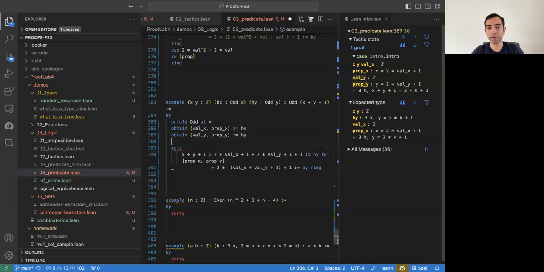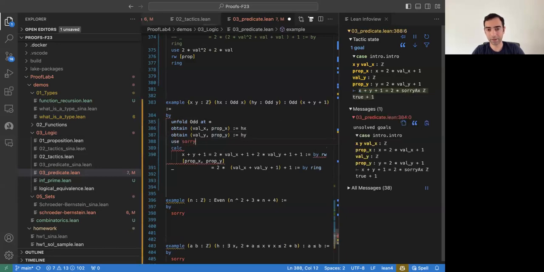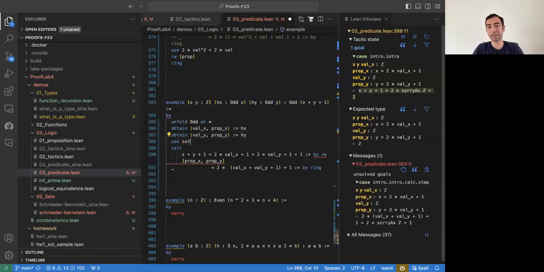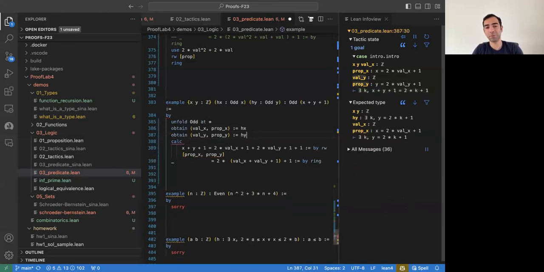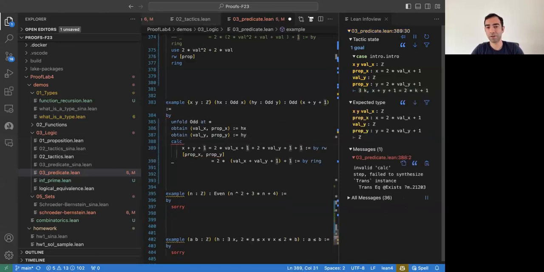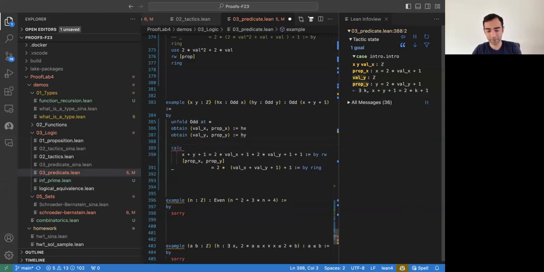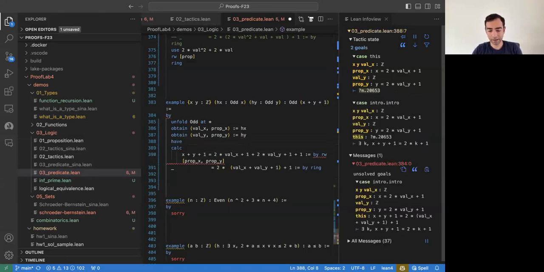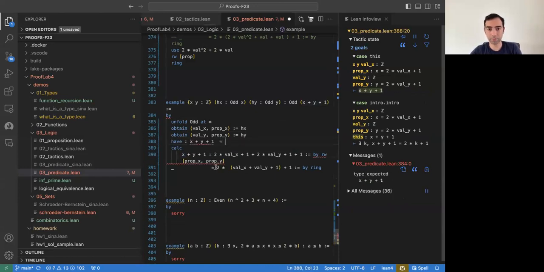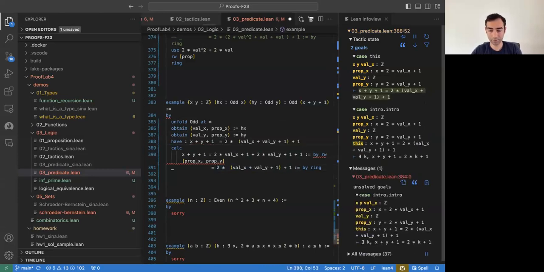Because you see, the goal right now is to prove there exists a K, so we have to write use, right? But we are saying calc. So Lean complains, it's stupid. It complains that you're not giving me any K right now. But I think we can do a have statement now. So we can say have x plus y plus 1 is equal to the last thing by the following calculation.